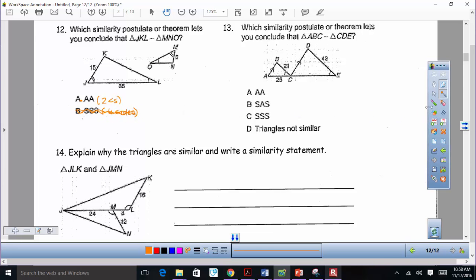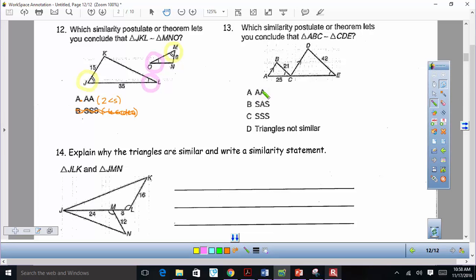Now, tell me the 2 angles, or tell me one of the angles that's the same. J and M, they both have the 2 tick marks. What other one? L and O. So those are 2 angles. Is that pretty simple? Did any of you already work that one? Okay.